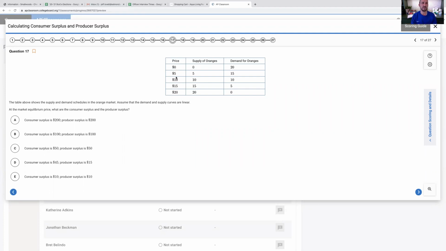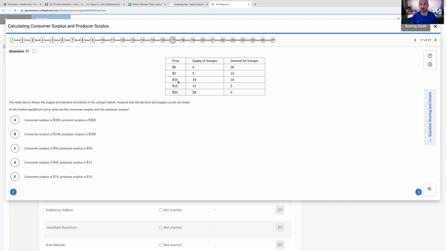So the first thing I'd have you do is identify the market equilibrium price. It's also called the market clearing price. The equilibrium price is where the quantity supplied equals the quantity demanded, which is at $10. So at $10, what is your consumer surplus? What is your producer surplus?